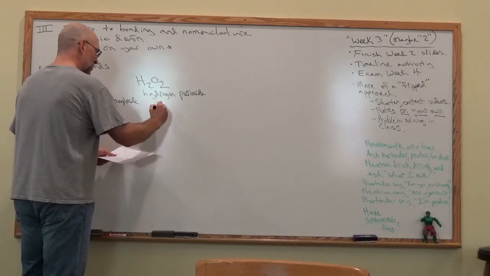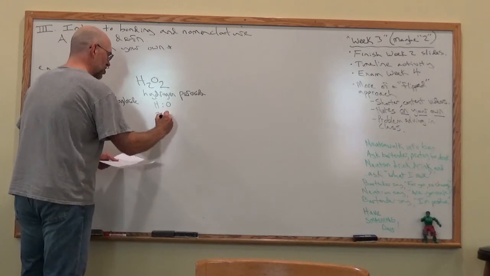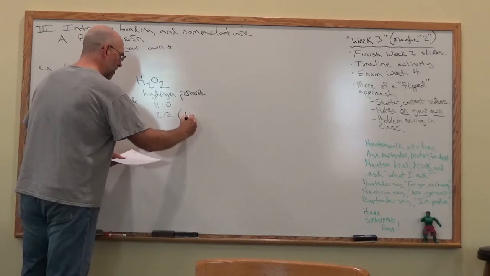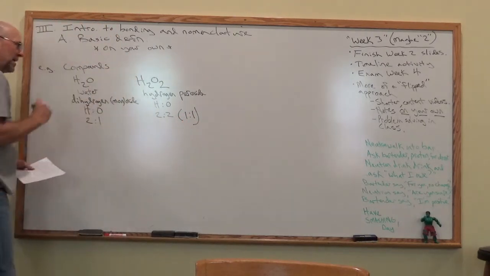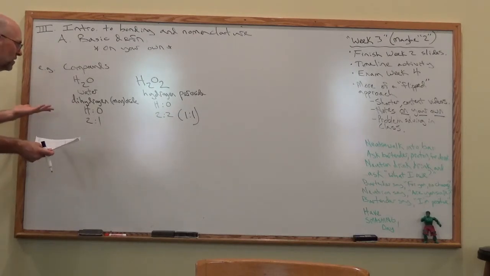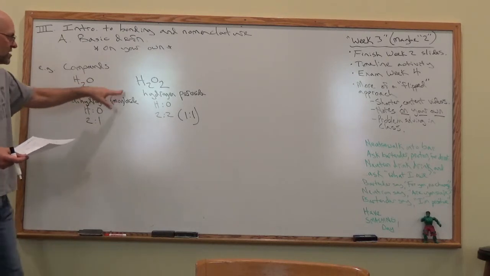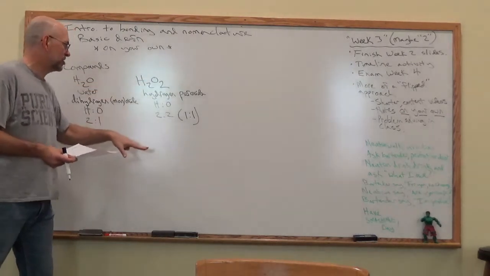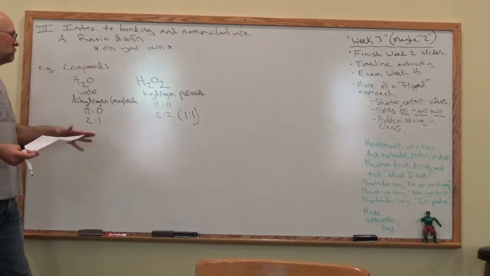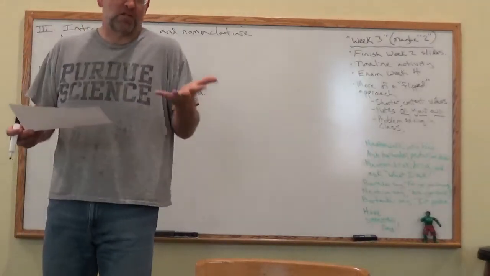Okay, this is also a compound of hydrogen to oxygen, but it's a 2-to-2 ratio or a 1-to-1 ratio. So they're both made of hydrogen and oxygen, but they are different ratios. And we can't change these ratios. H2O is dihydrogen monoxide, H2O2 is hydrogen peroxide. Okay, so that's an example of compounds, and maybe that's specific ratios.